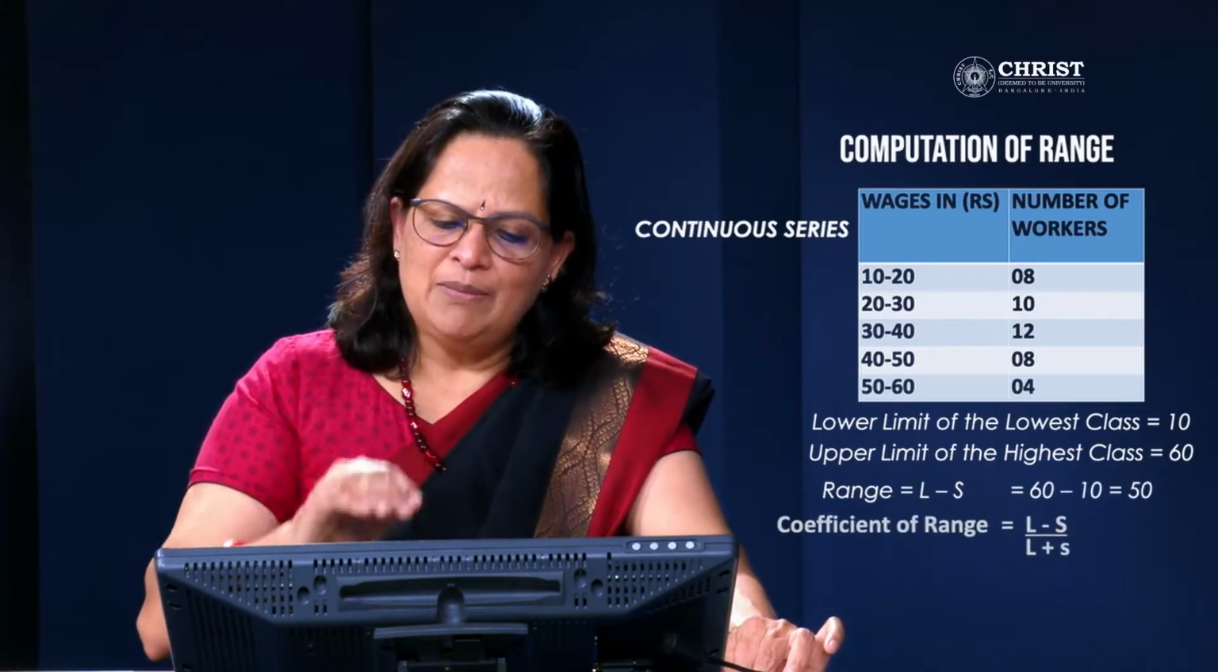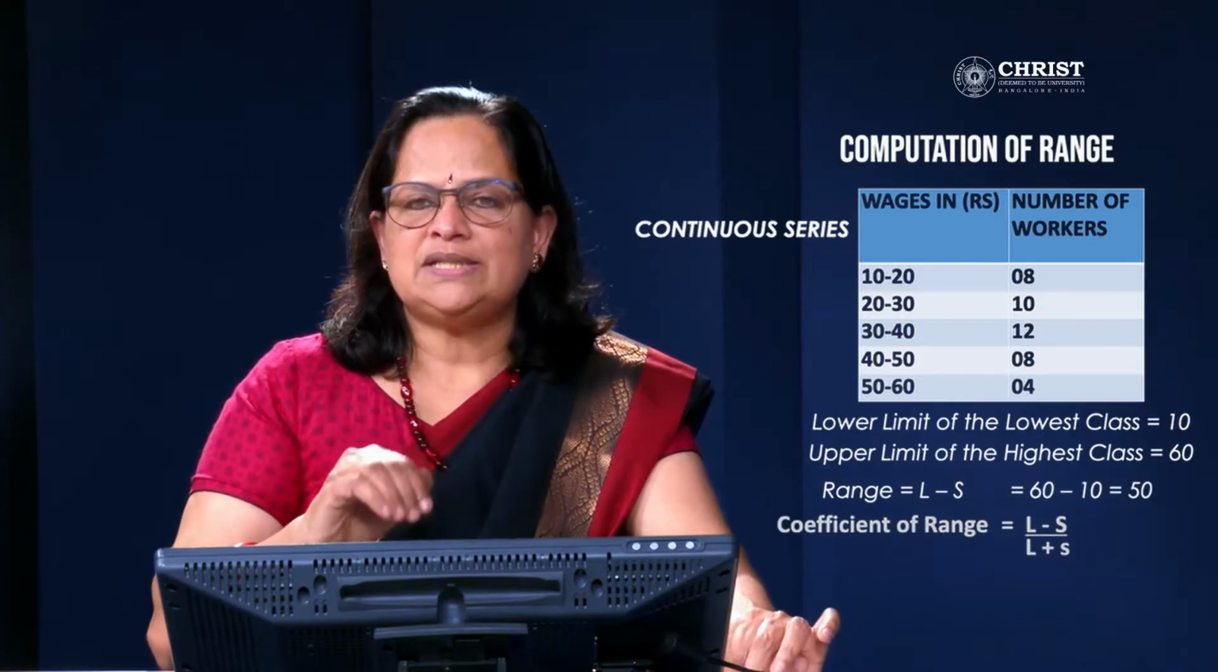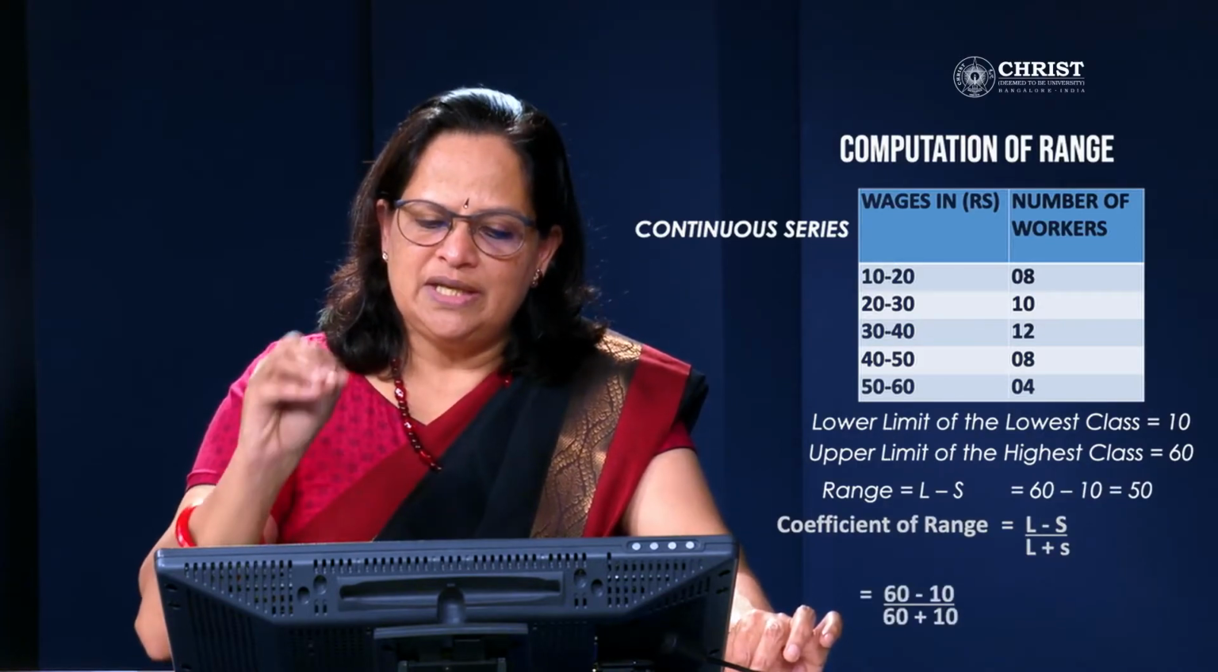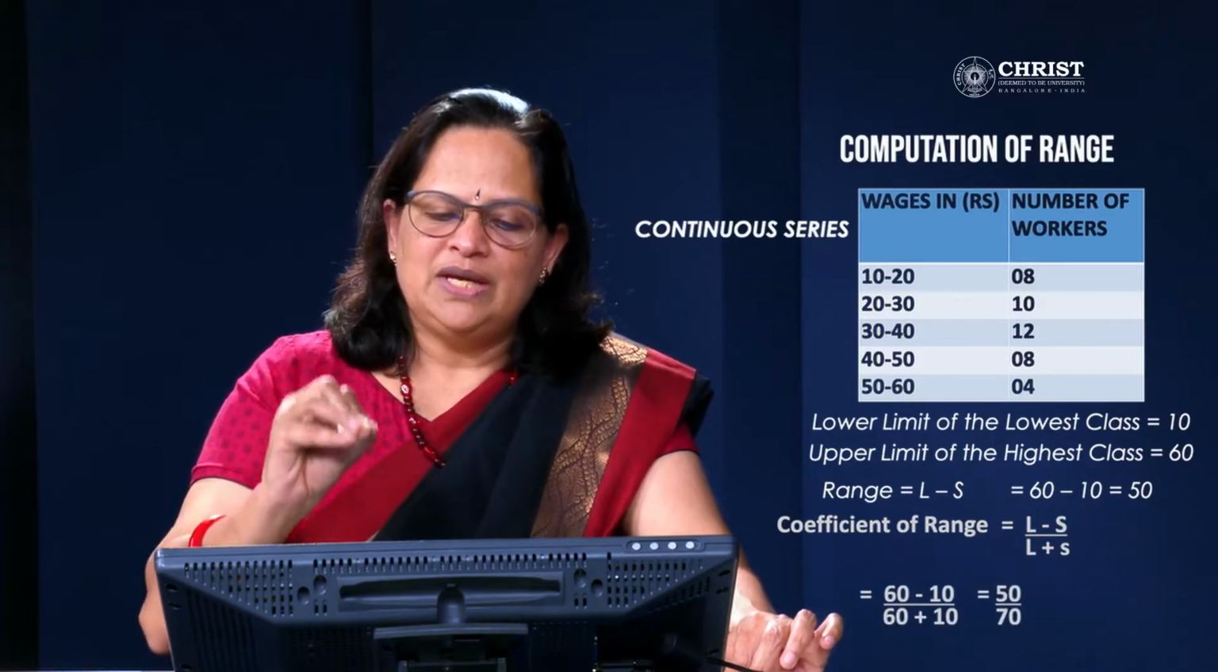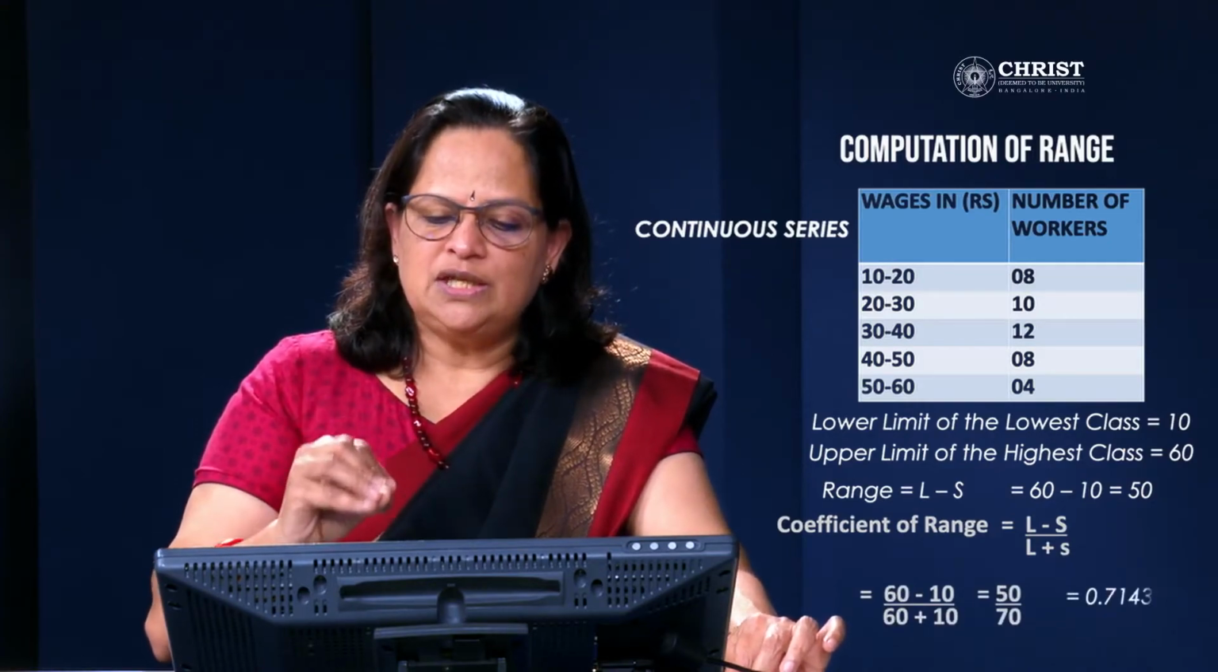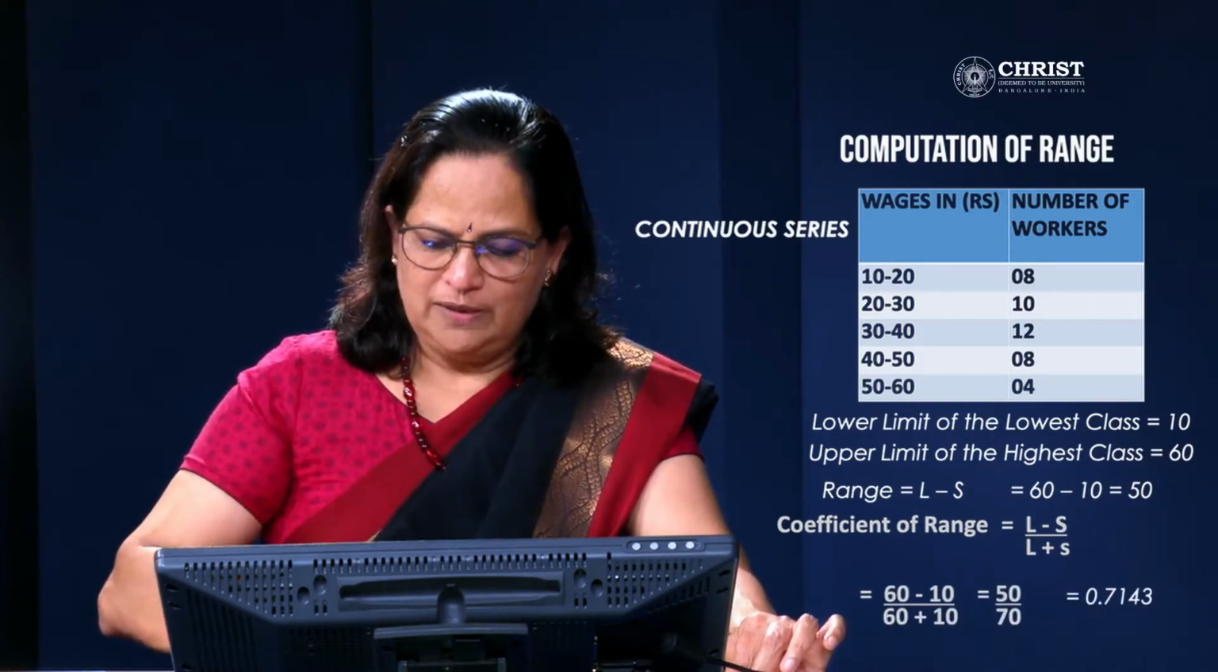Coefficient of range is (L minus S) divided by (L plus S), that is equal to 60 minus 10 divided by 60 plus 10, that is 50 by 70, that is equal to 0.7143.